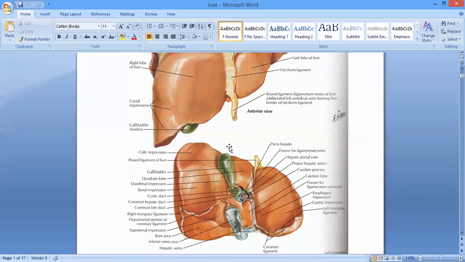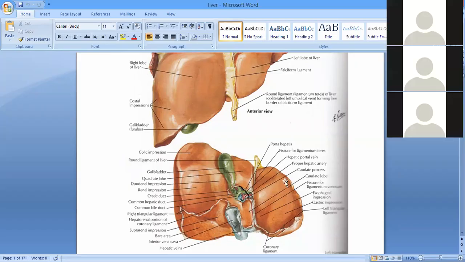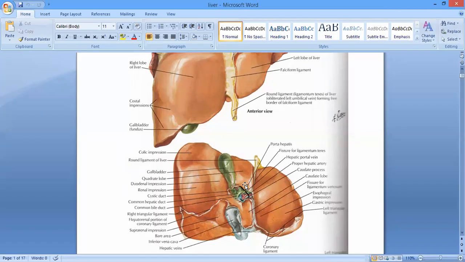Okay. So here you can see this is the right liver. ठीक है, this is the right lobe. So this one is what? This one is the left lobe. ठीक है. So left lobe.